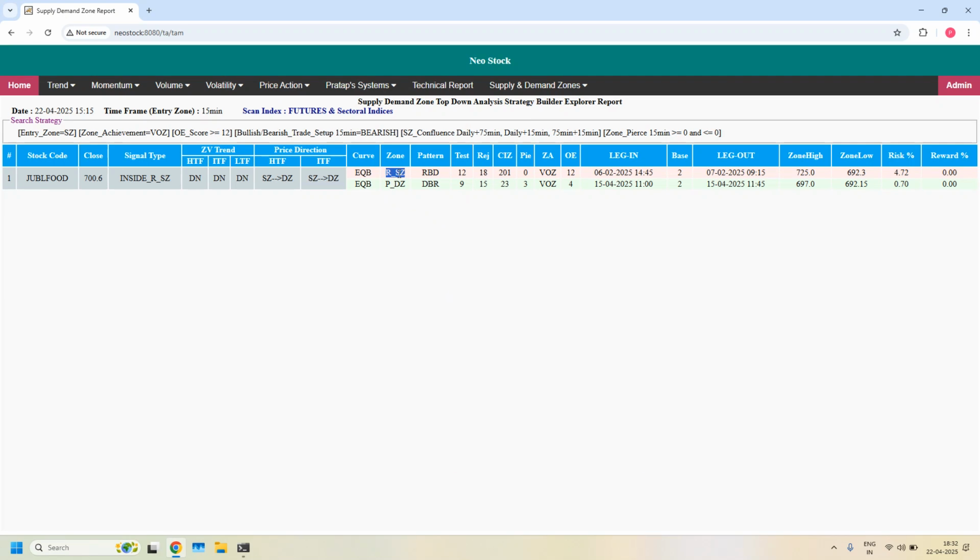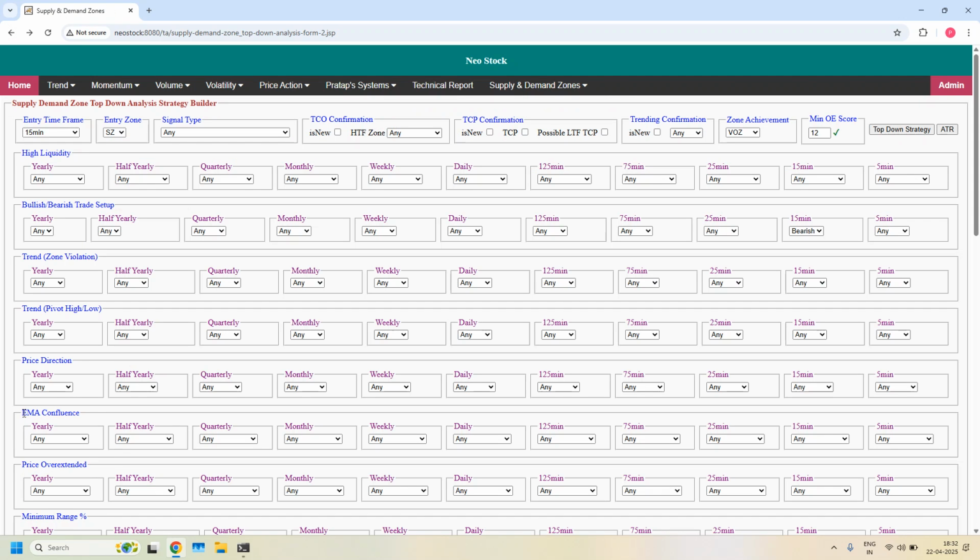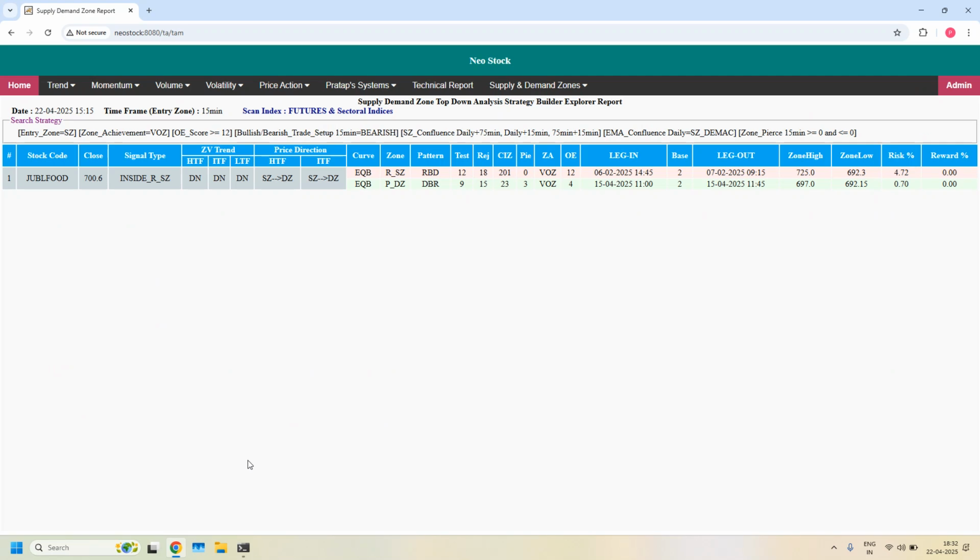So this 15 minute supply zone overlapped with the 75 minute supply zone. Both together again overlapped with the daily supply zone. See, this has already been tested 12 times. And the daily trend is a downtrend. Let us check if the daily supply zone has daily EMA confluence or not. So this is filtered. That means this 15 minute supply zone has an even higher probability of success. Maybe that is the reason why it has already been tested 12 times. Excellent.